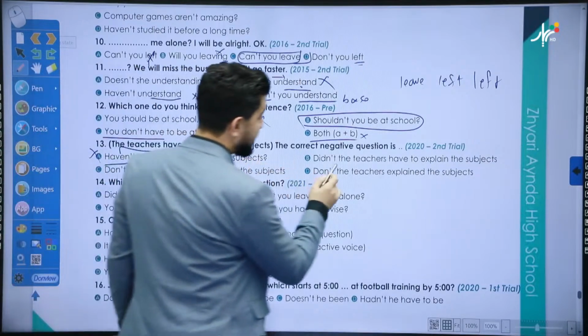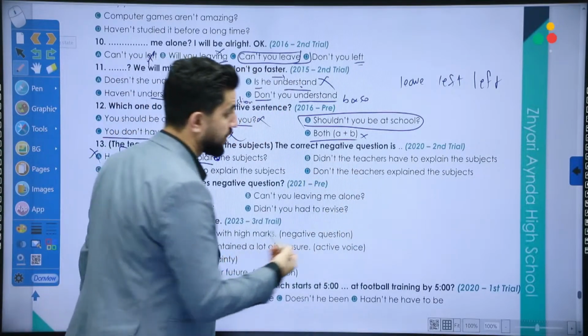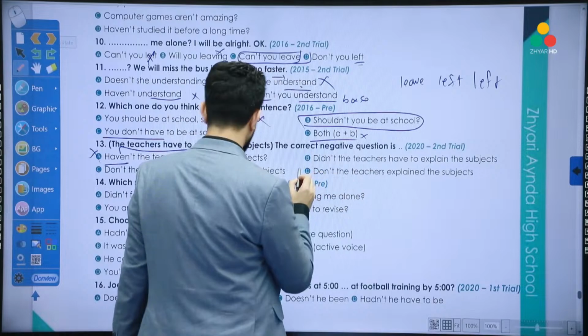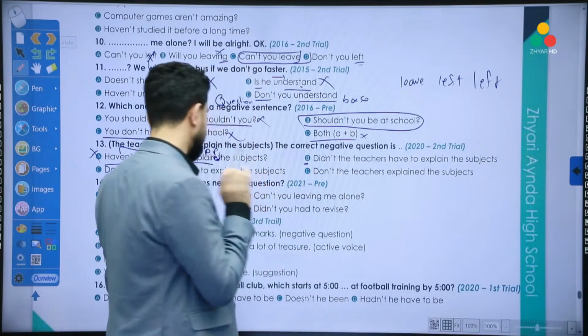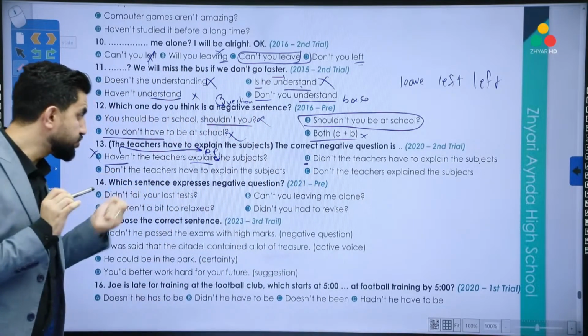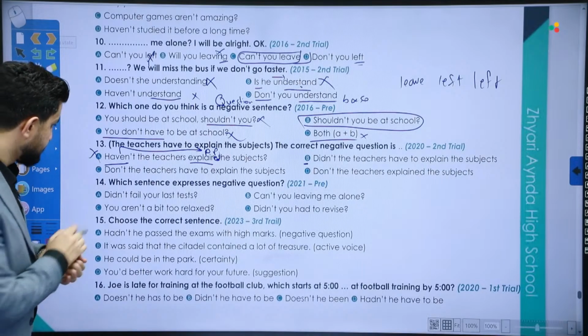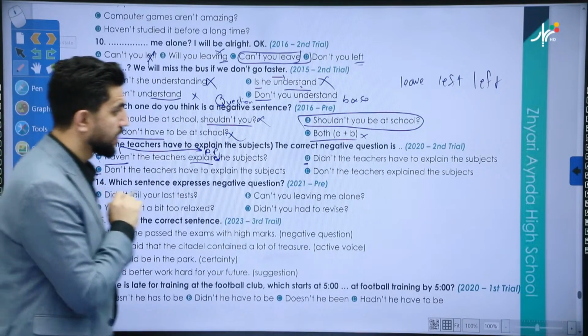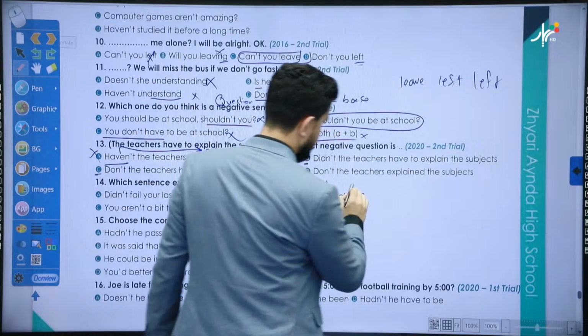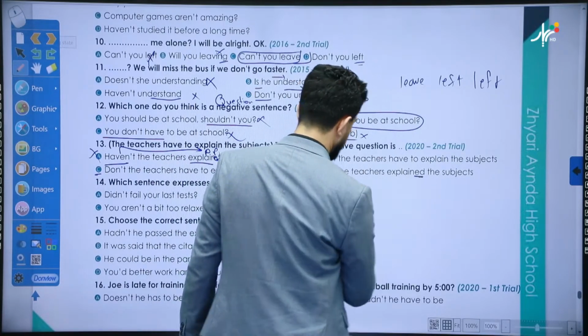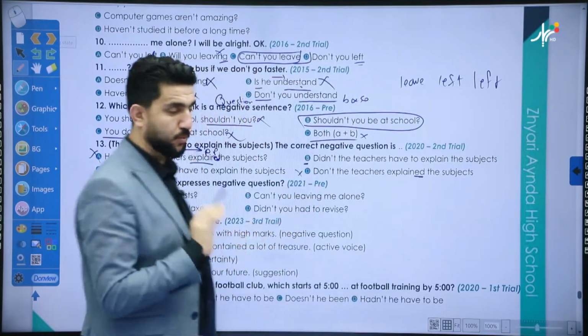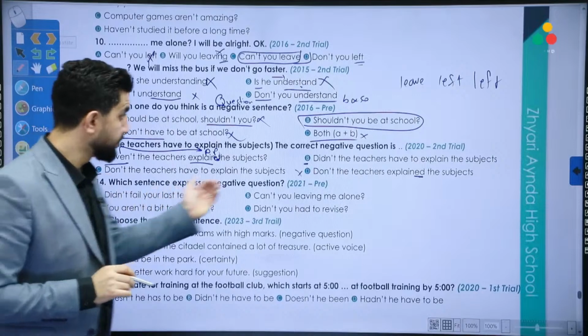What about this one, B? Didn't the teachers have to explain the subjects? Okay, let's see about this one. Wait, let's wait. Don't the teachers have to explain the subjects? Okay, let's wait for this. Don't the teachers explain? Do we use ED with this? No, we don't use it. Now let's take a look at these two.